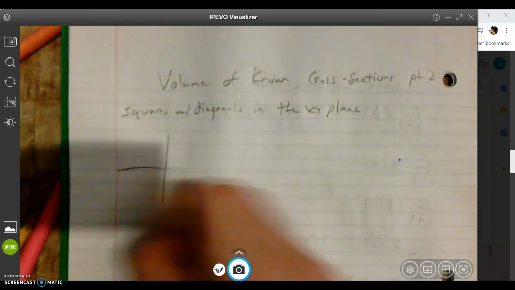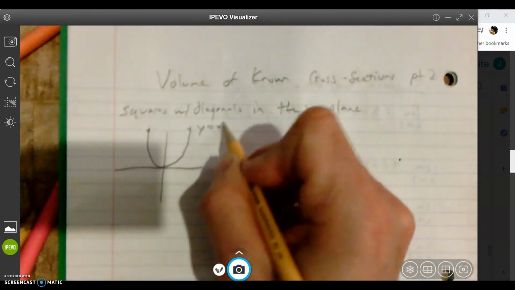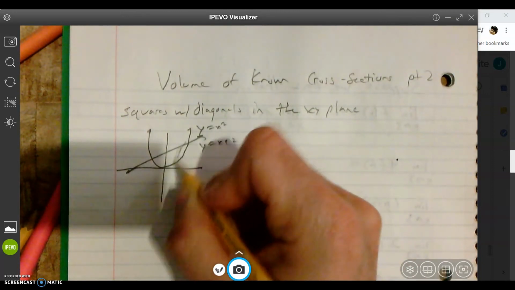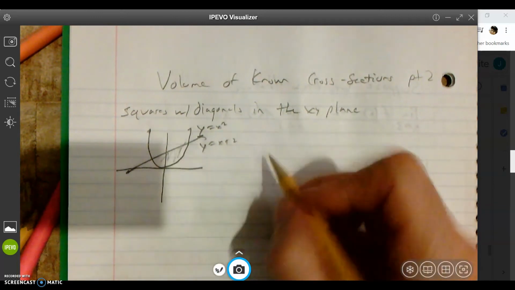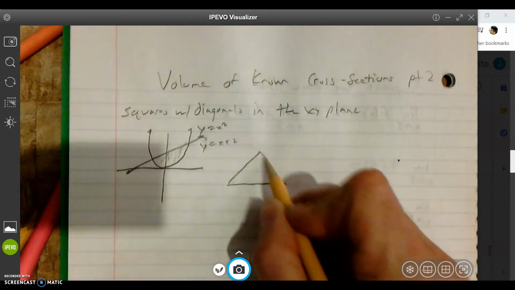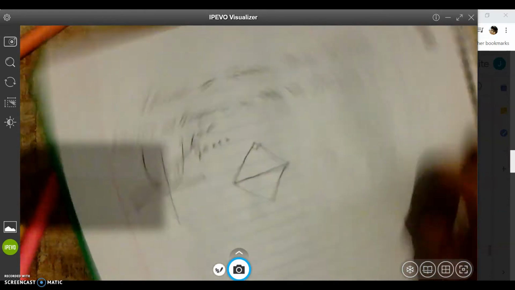Okay, so we're still in the same drawing here. It looks like so. Y equals x squared. Y equals x plus 2. So we're still in this area right here. So what is happening is, you have a square's diagonal. So it looks like this. So this is a square, if you look at it this way.